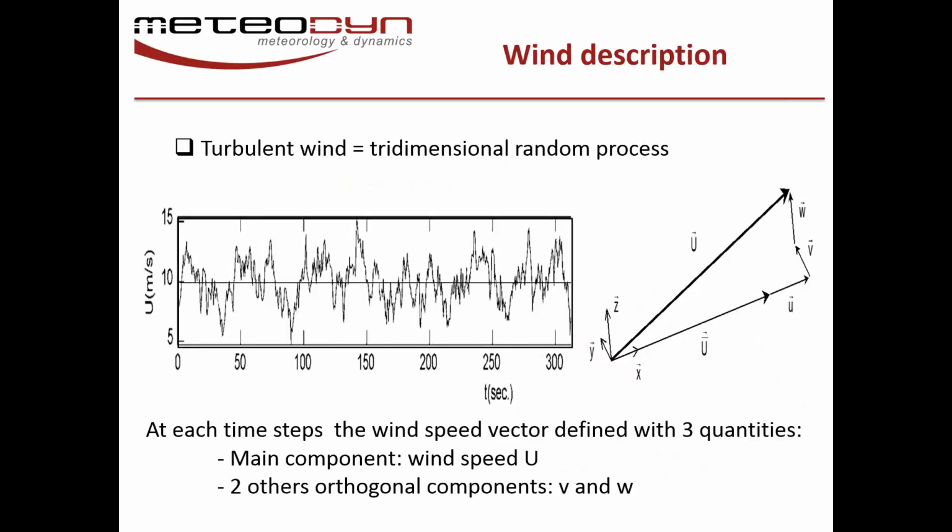So now we can speak about aerodynamics. A few words about the wind description. The turbulence is a three-dimensional random process. You can see on the picture a signal of a wind. It's very, very fluctuating, and this is three-dimensional. So there is the main component, the wind speed U, and two other orthogonal components because this is a three-dimensional signal: V and W.